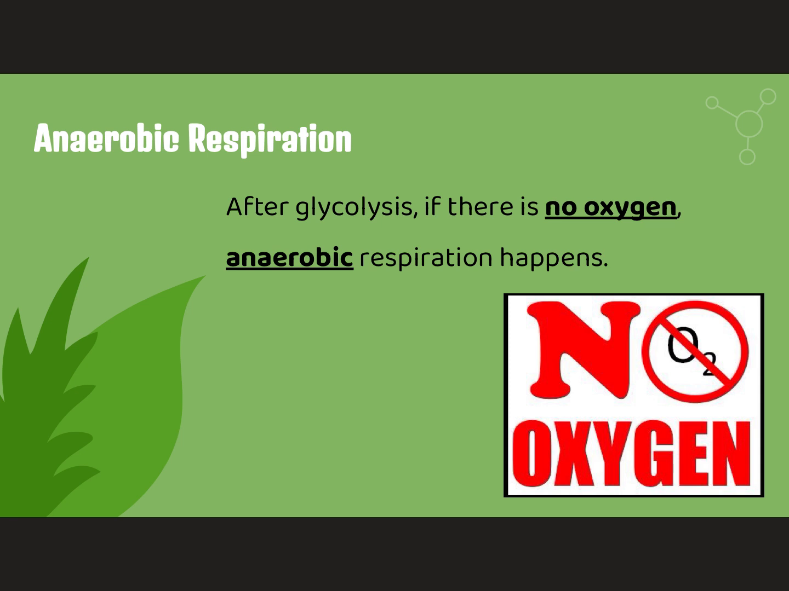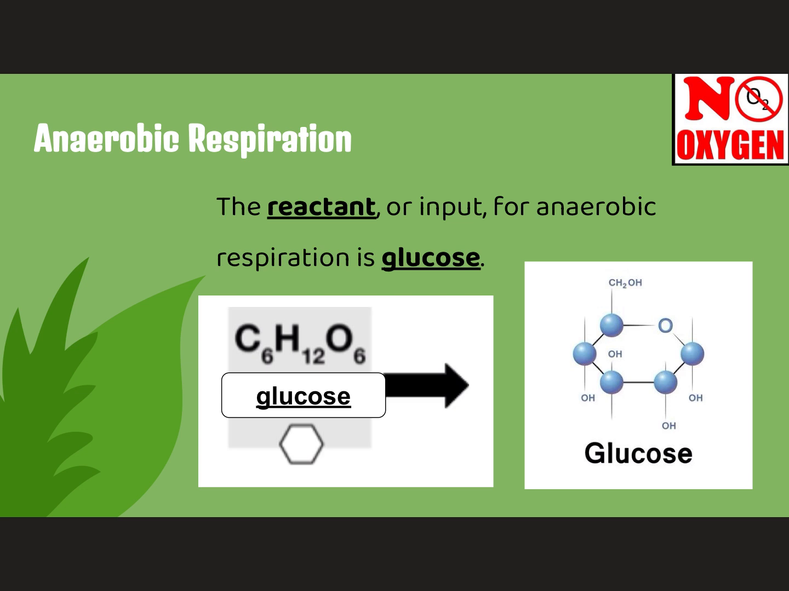So we have two types of cellular respiration. The first is anaerobic respiration. Anaerobic respiration happens after glycolysis, and there is no oxygen needed. So no oxygen is needed in anaerobic respiration. In anaerobic respiration, the input or reactant is glucose. Please make sure you write glucose underneath the molecule C6H12O6 on your paper. This is a glucose molecule.